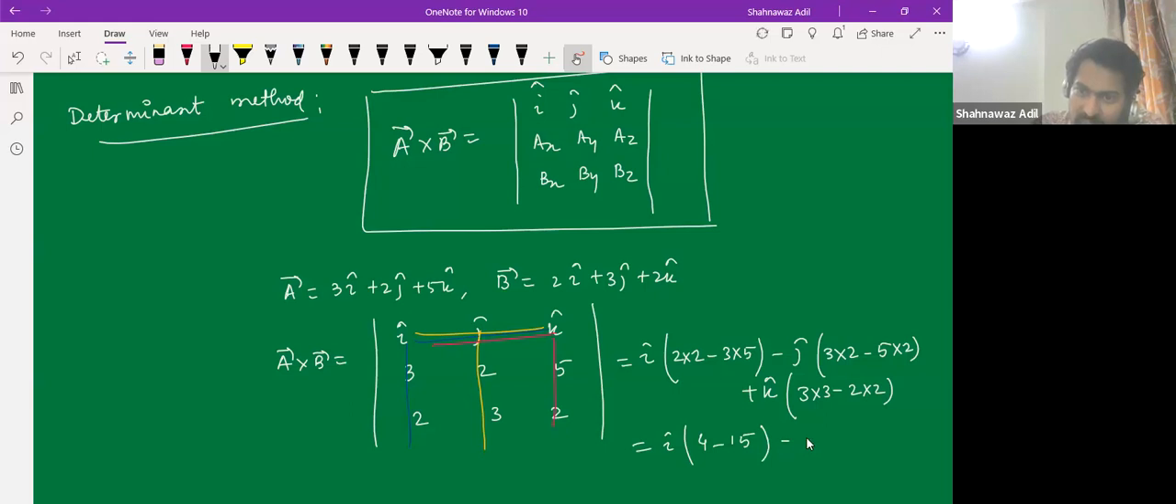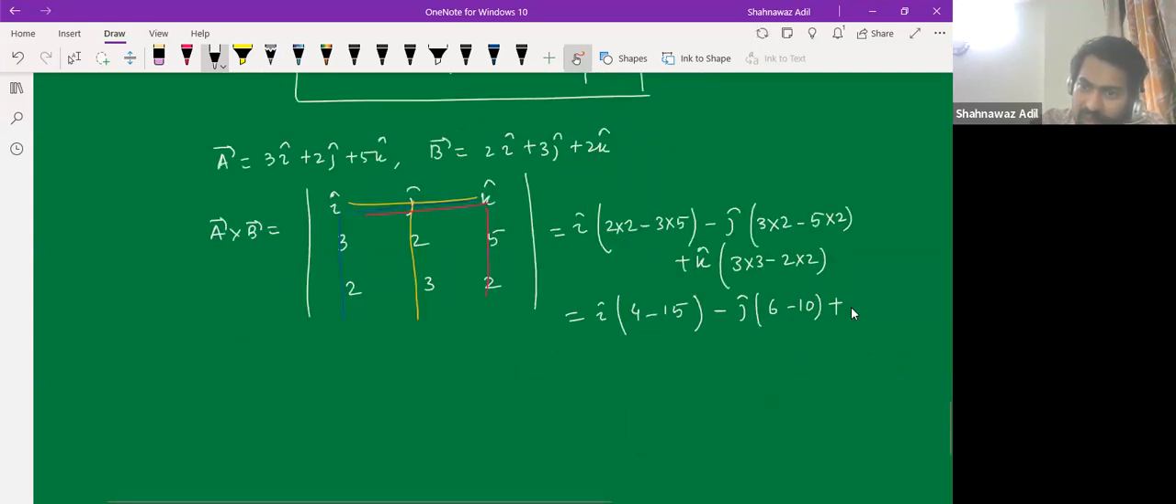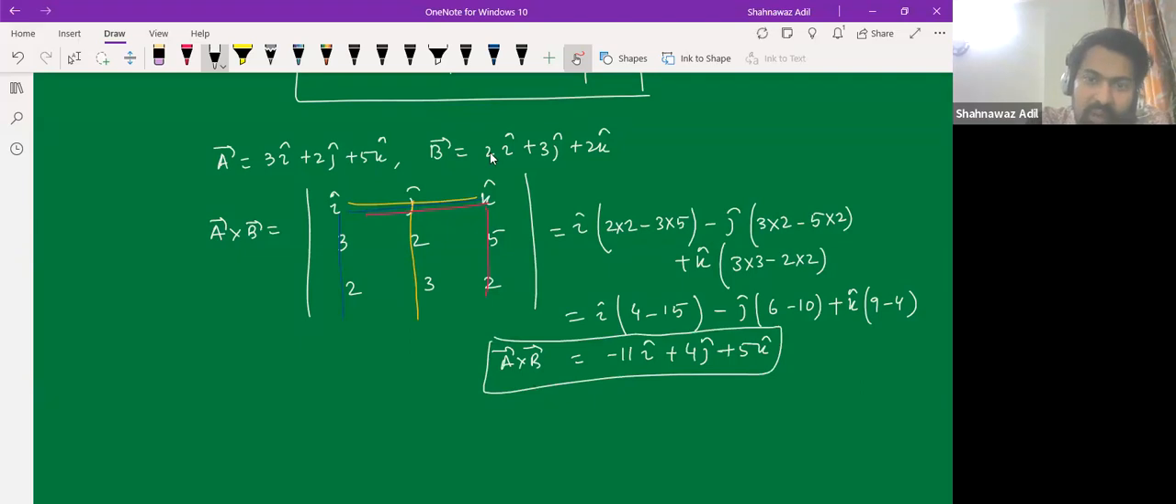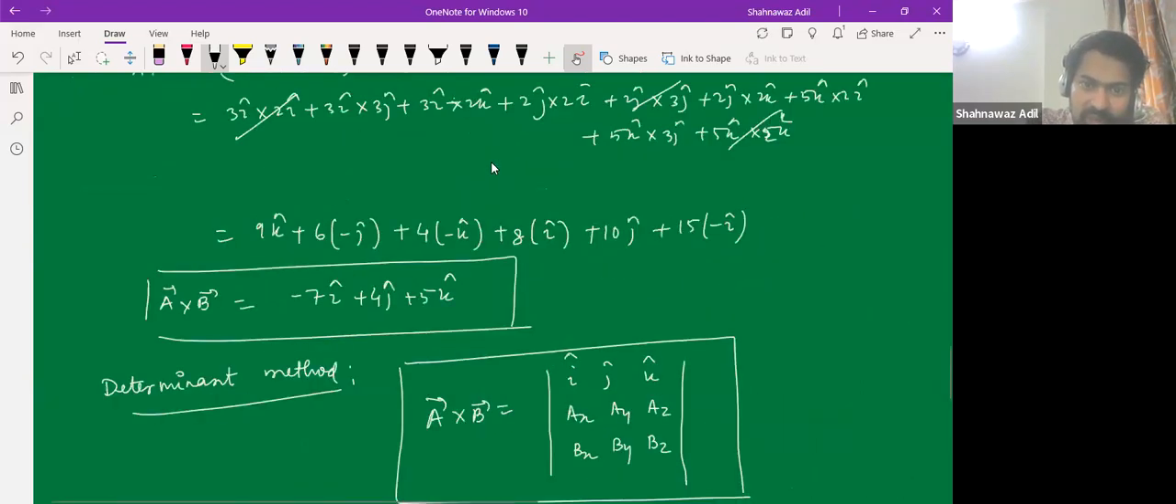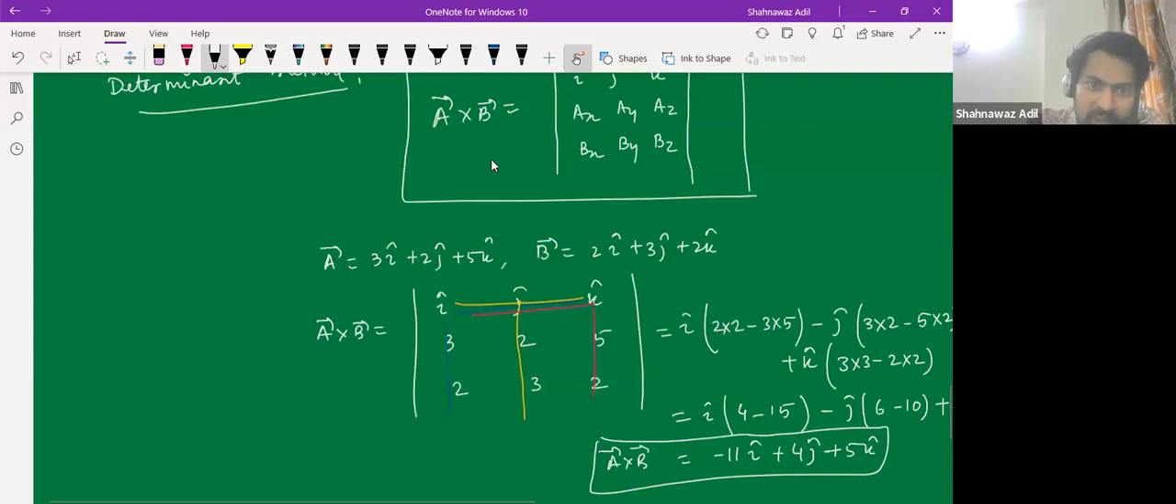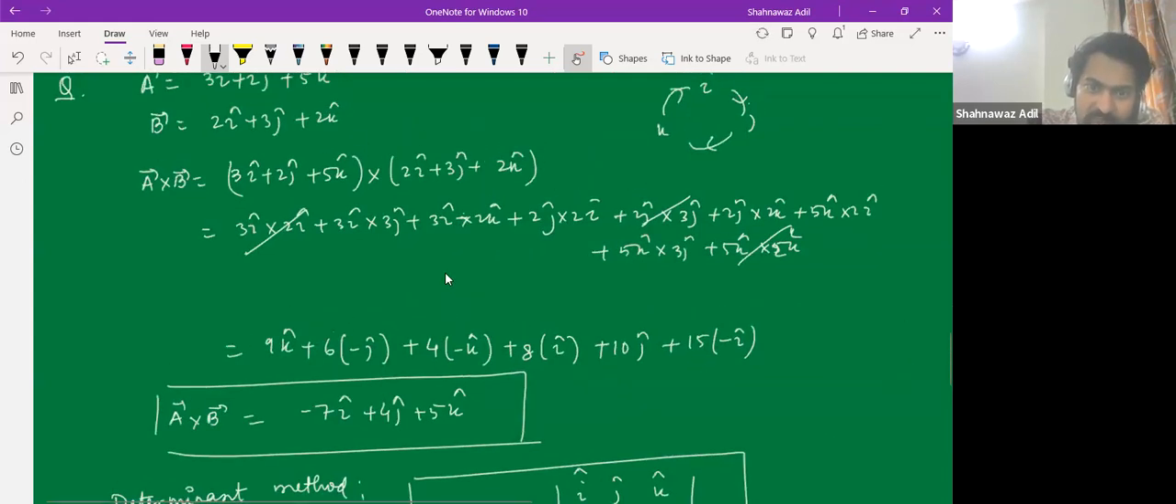And minus j6 minus 10, and j9 minus 12. This is minus 11i. This is minus 4 plus 4, so 4j, and plus 5k. So this would be A cross B. I guess we have done something wrong with minus 11i plus 4j plus 5. These two are matching, and what did we do wrong with this?